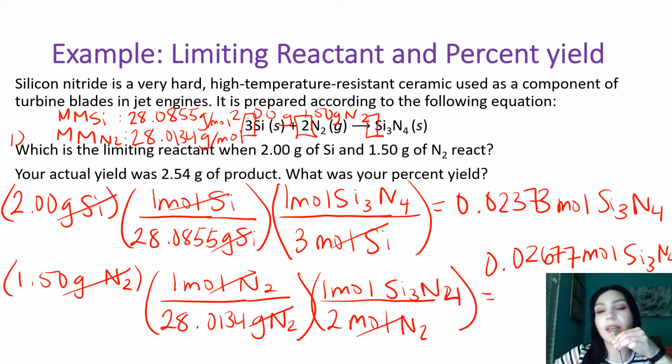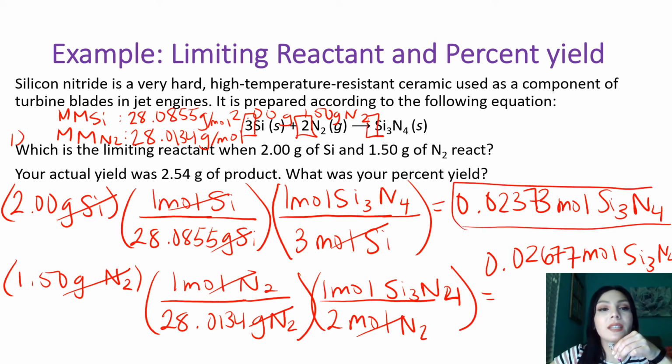So I went ahead and calculated these out, and we find that this is a very close test. So for our silicon, we get 0.023 mole silicon nitride. For our nitrogen, we have 0.026. So this one is smaller, which tells us that silicon is our limiting reactant. So our limiting reactant is silicon. That's our first answer. Now we need to determine what our theoretical yield is in grams.